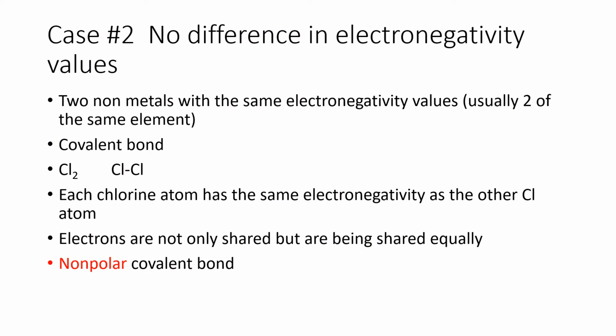For our second case, we want to look at the complete opposite extreme. This is when you would have no difference in electronegativity values. So here we would be looking at things like two nonmetals with the exact same electronegativity value. And the easiest way to think about an example of this would be two of the same element. If you had two atoms of the same element trying to bond together, each atom of that element would have the same electronegativity as the other atom of that same element.